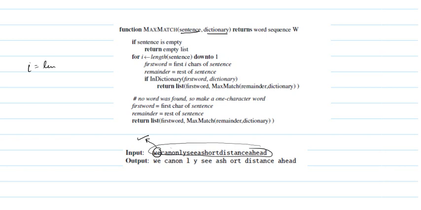Then we again extract this V part, and then say remainder is what? Rest of the sentence. So in this way the algorithm proceeds. So this is the maximum matching algorithm.